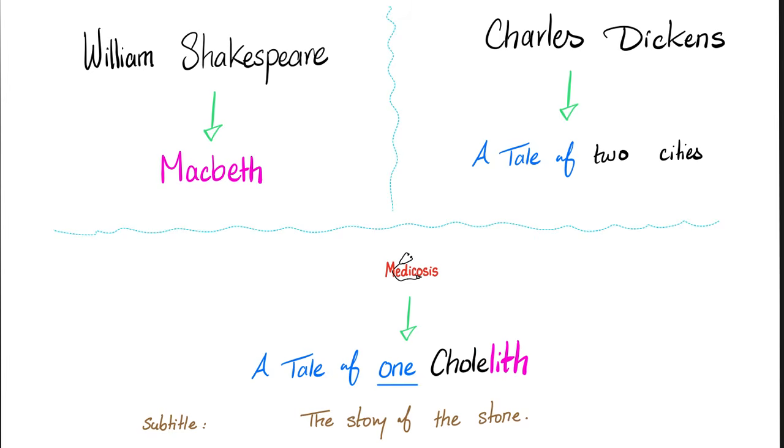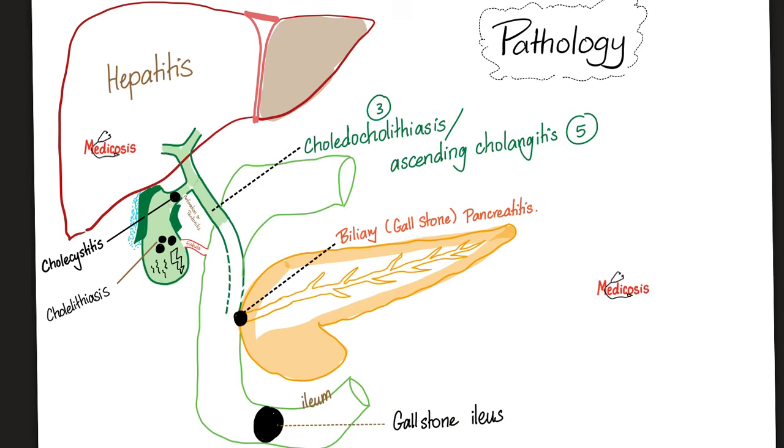Doesn't that sound like Old English? Subtitle, The Story of the Stone. Tell me about the story of the stone. When you have stones in your gallbladder, this is called cholelithiasis. When the same stone gets stuck in the cystic duct, it's cholecystitis. If this lovely stone obstructs the common bile duct, you will have choledocholithiasis.